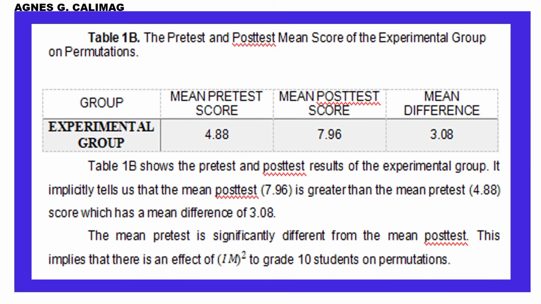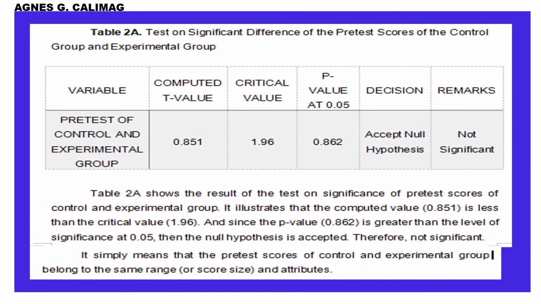And for table 1B, it shows the pre-test and post-test result of the experimental group. It implicitly tells us that the mean post-test is greater than the mean pre-test, which has a mean difference of 3.08. The mean pre-test is significantly different from the mean post-test. This implies that there is an effect of the Square of Im to grade 10 students on permutations.